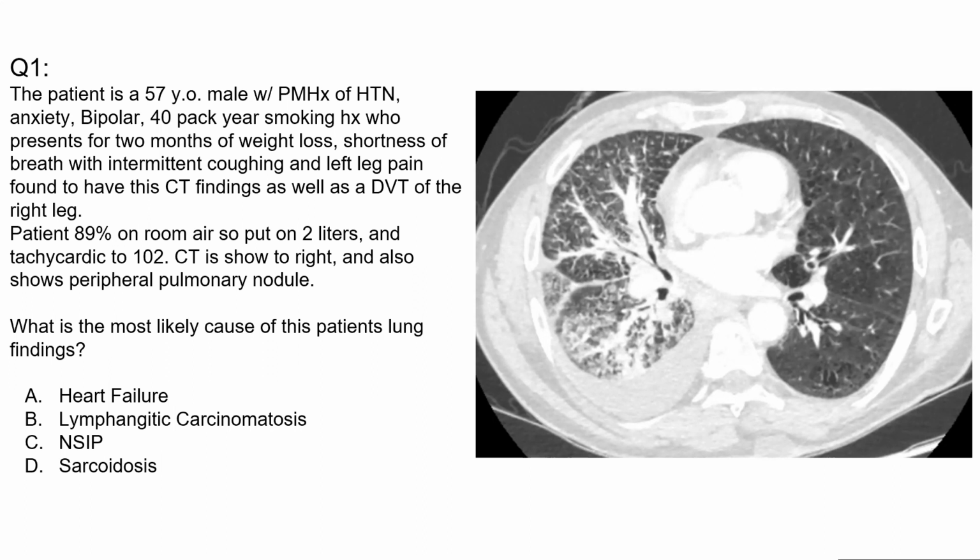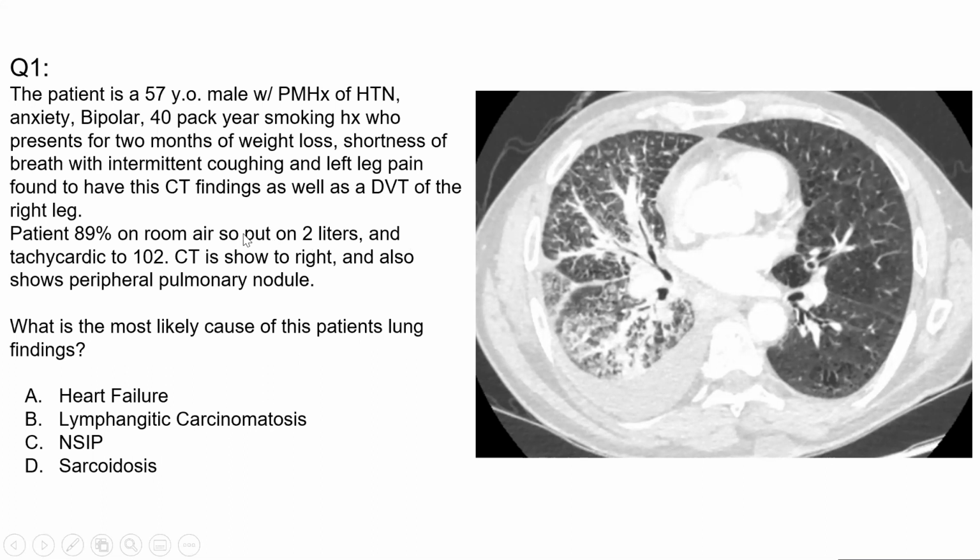This is a patient that I saw in the hospital. He's a 57-year-old male. He has a past medical history of hypertension, anxiety, bipolar, and a 40-pack year smoking history. He presented to the hospital with 2 months of weight loss, and then he started getting more shortness of breath with intermittent coughing. He was found to have pain in his left leg. Also found to have these CT findings on the right, as well as a small DVT of the right leg. He was on 89% originally, so he's put on 2 liters, tachycardia 102. CT is shown to the right, and, not shown here, he also had a peripheral pulmonary nodule.